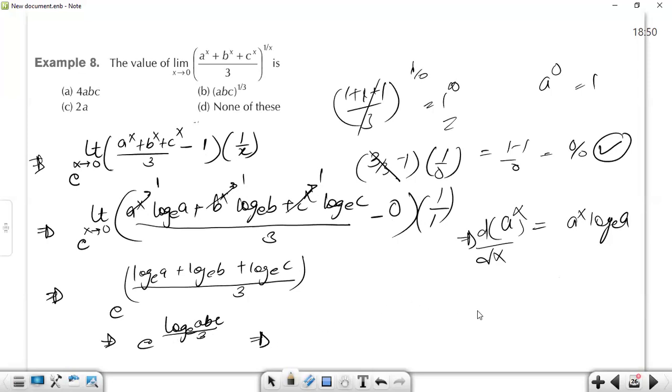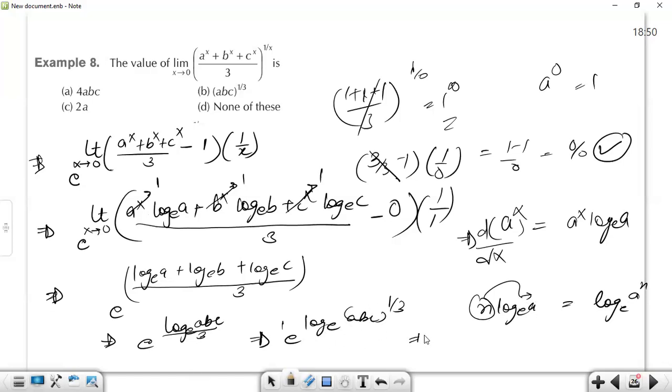If we have discussed this formula, then the power can go over there. So logarithm of abc will be raised to power 1 by 3, because it is 1 by 3, it's not 3, right? And we have also discussed one more formula earlier, that e and logarithm will cancel each other, and the answer will come out to be abc raised to power 1 by 3. The option B will be the correct answer.